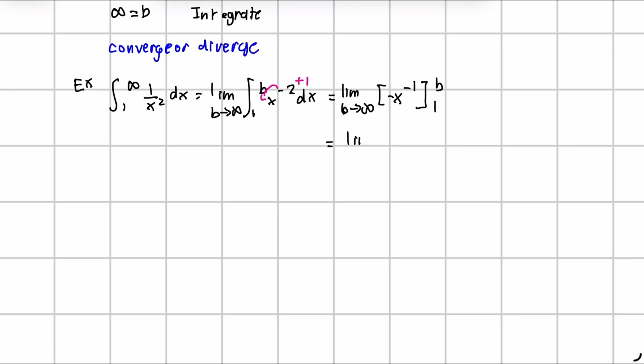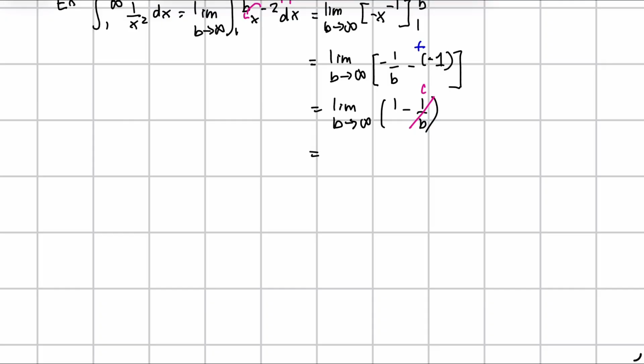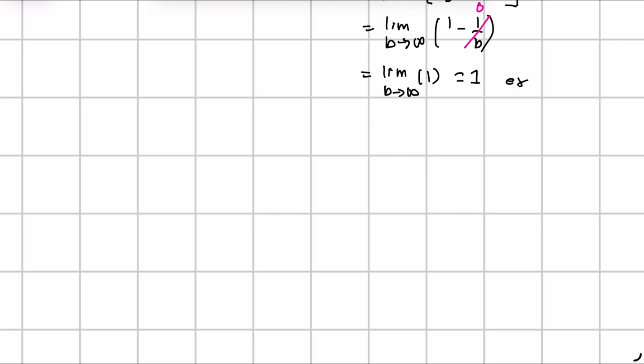So this can be written as the limit as b approaches infinity. Substituting in, we have negative 1 over b minus negative 1. And we can write this as the limit as b approaches infinity of 1 minus 1 over b, because a negative and a negative becomes a positive, right? So basically, as this is bottom heavy, this is going to become 0, right? So then you just have the limit as b approaches infinity of 1, and that is just equal to 1. So the limit exists, therefore we can say that the improper integral converges.